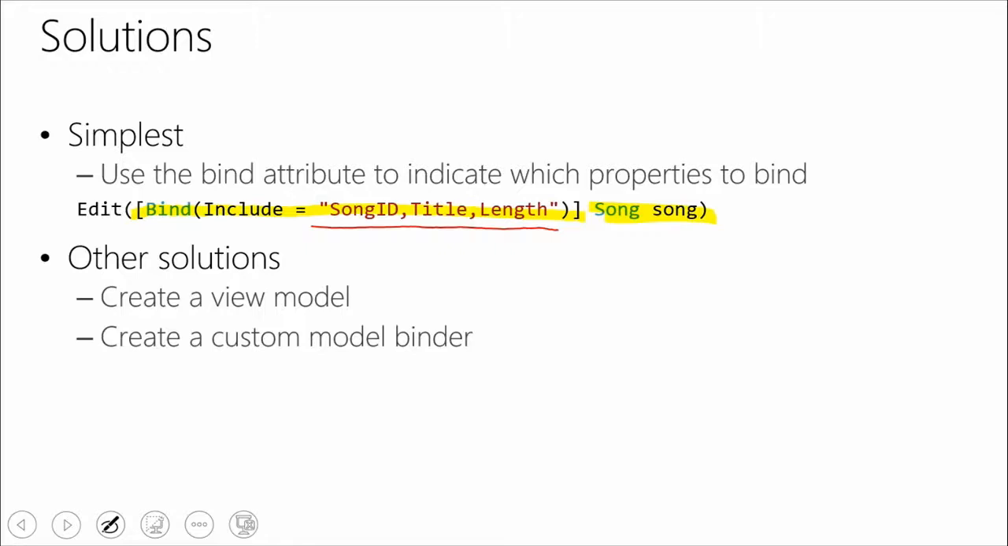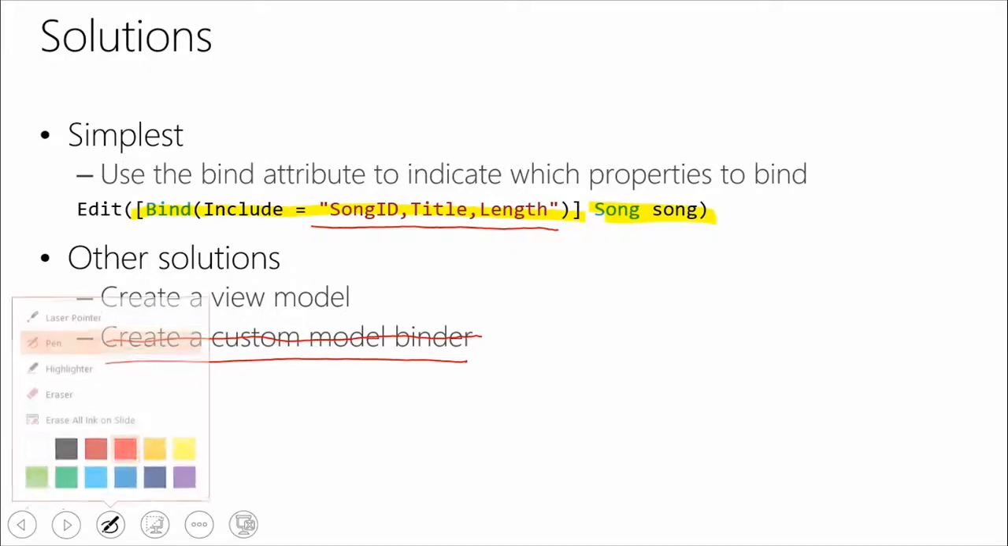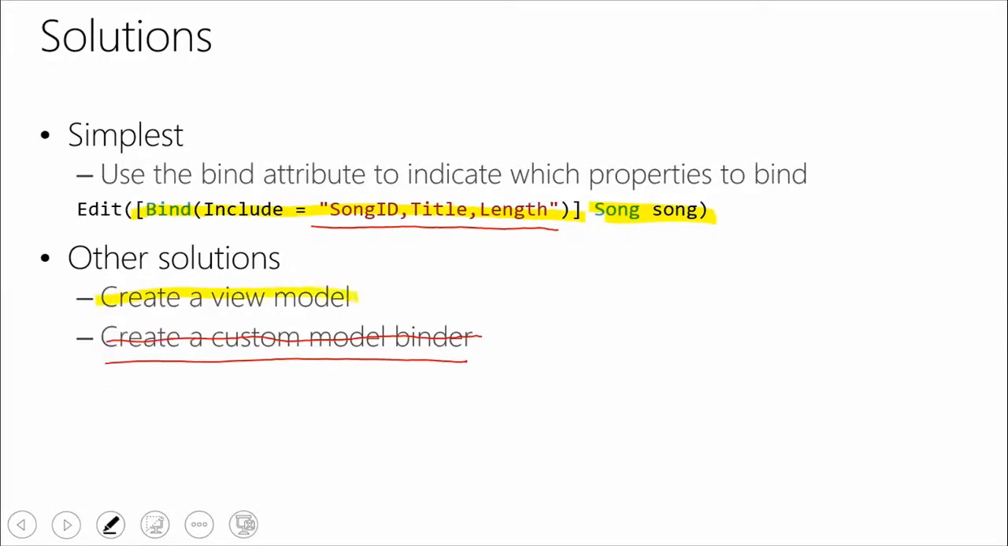So that's really not a great way to go about doing things. It's nice, it's simple, but if you truly are concerned about doing things like that, it is possible to create a custom binder, but let's just cross that out there. I put that on there for full disclosure. Yes, it's technically possible. But really a better way to do things, if you truly do need to limit things, is to create a view model.